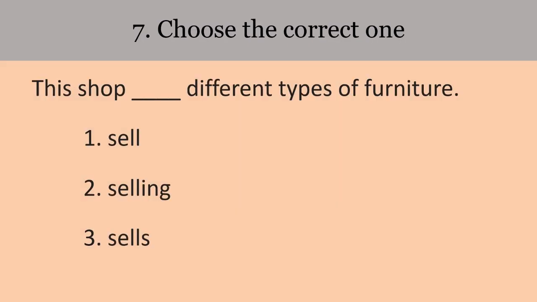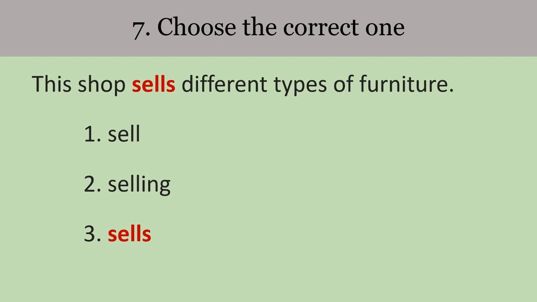Here again you have three choices of verbs. The blank you have to fill with the correct verb form. The question is, this shop, you have a dash, different types of furniture. Choice 1 is sell, choice 2 selling, choice 3 sells. The correct verb form is sells because shop is a singular noun and a singular verb is required. Singular verb is verb plus s in the present form. So this shop sells different types of furniture.